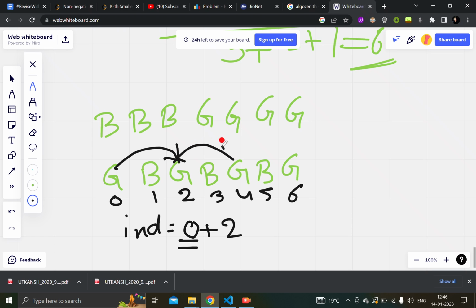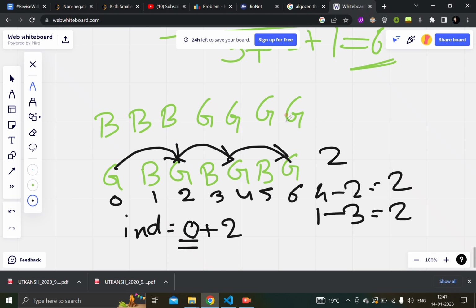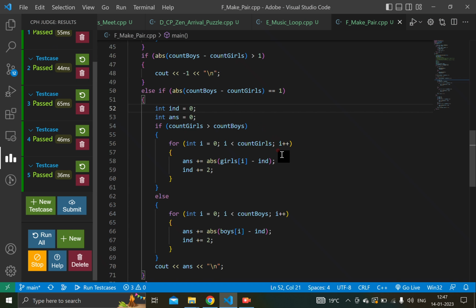And from here we know the next index. Yes, we just have to add 2. And do we know the next index? Yes, just 2. Because we know that the difference between two adjacent even indices or two adjacent odd indices is 2, like the difference between 4 and 2 is 2, right? And 1 and 3 is 2. So if we add 2 to any index, it will lead to the next index of the same parity, right?